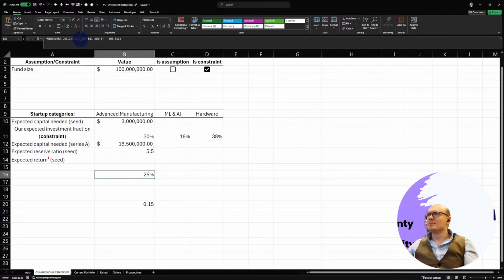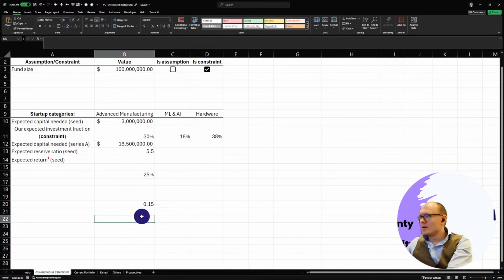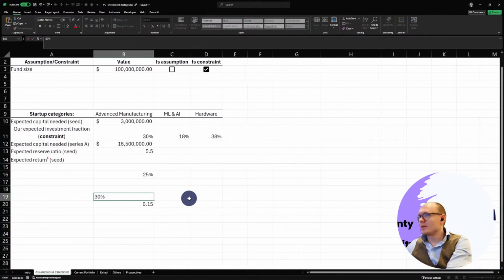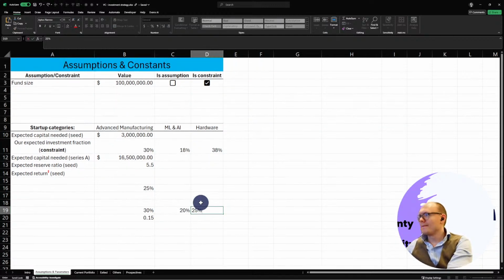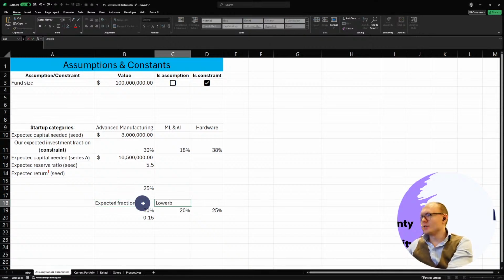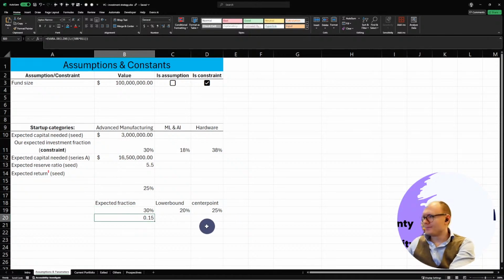We're simply saying take the 50% mark of the difference, right? So if this was sampled to be 30 and this here was 20, the midpoint here will be 25, right? So this is the expected fraction that is generated. This is the lower bound, and the center point is then this one, 25.